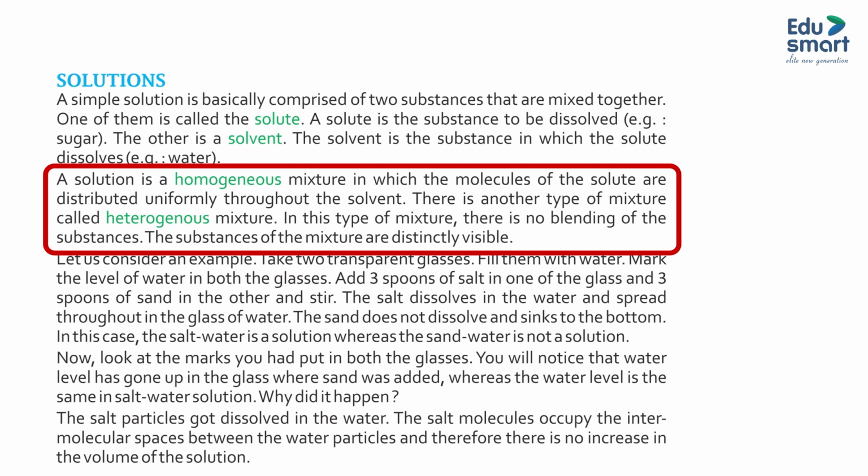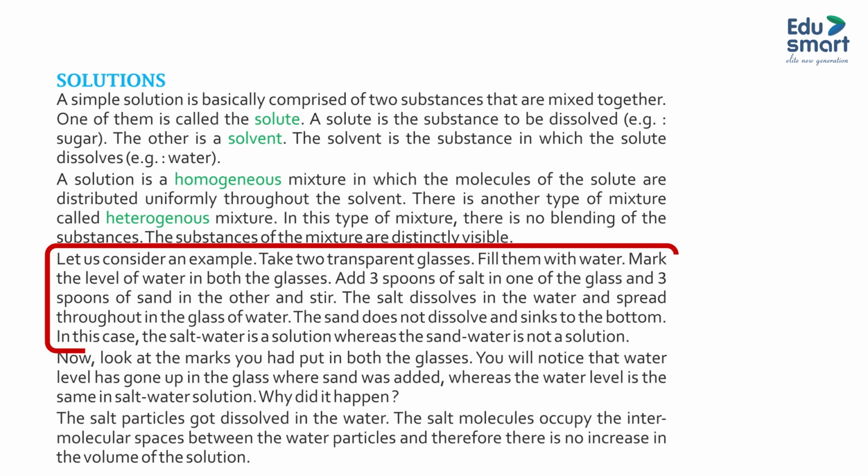There is another type of mixture called a heterogeneous mixture. In this type of mixture, there is no blending of the substances. The substances of the mixture are distinctly visible. Let us consider an example.